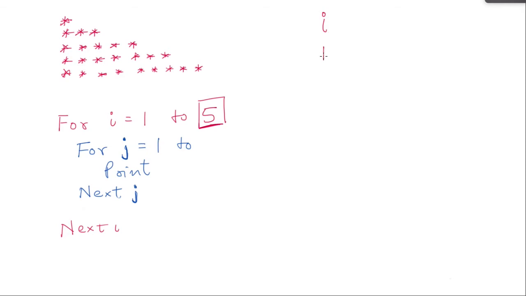When i is 1, this j is the number of times the thing gets printed. So j is 1 to how much for the first one? When i is 2, then j is 1 to how much for the next one? When i is 3, j is 1 to how much for the next one? And you see that this green stuff is varying.